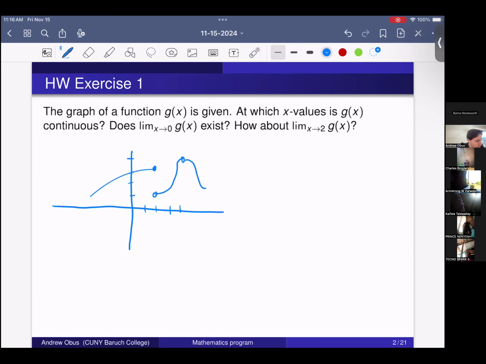And these points were labeled. This point was labeled as (0, 3). And this point was labeled as (2, 3). This point was labeled as (2, 1). And this point was labeled as (4, 4). Okay. So we had this function. This was the graph y equals g of x.